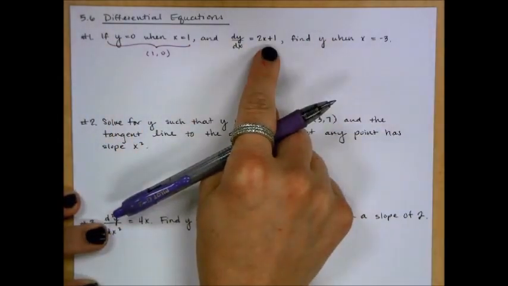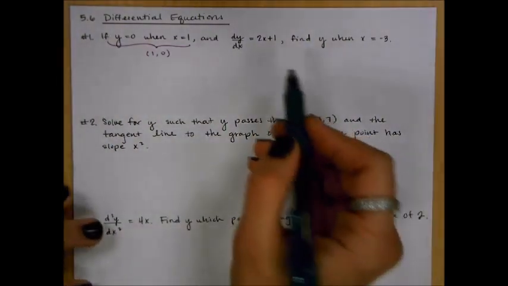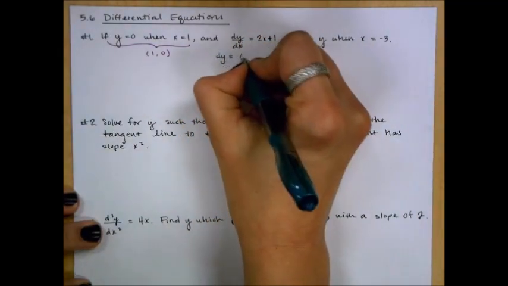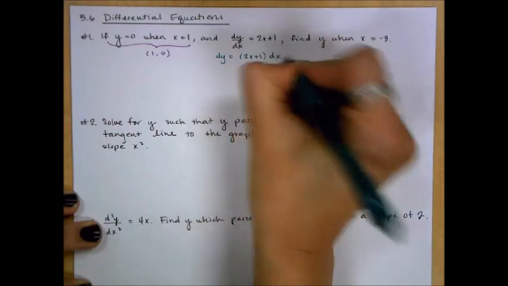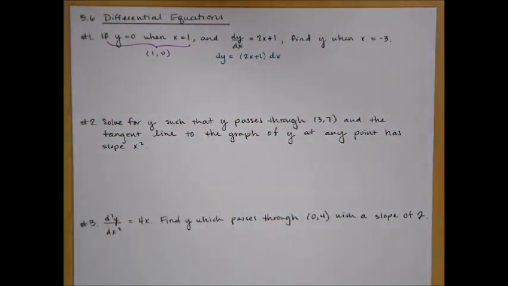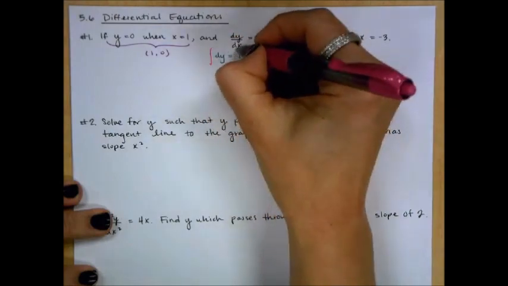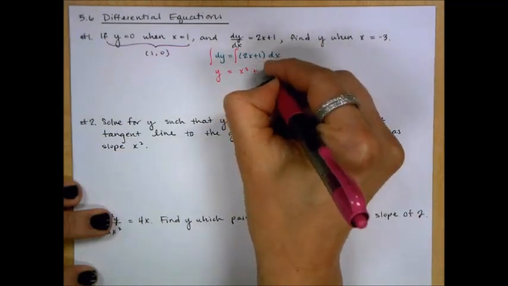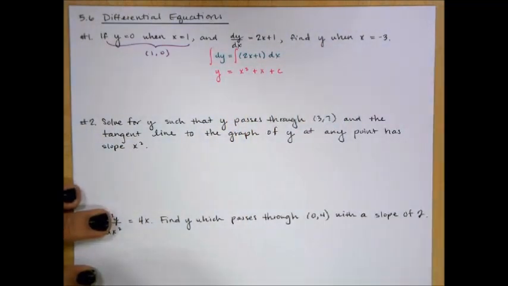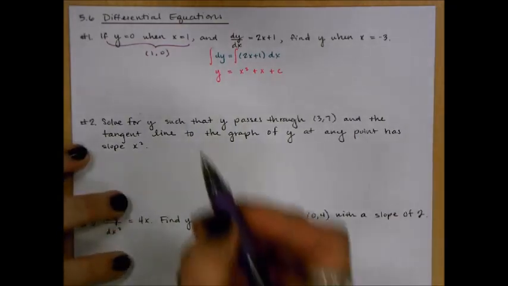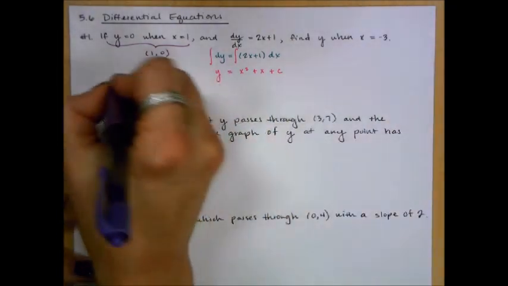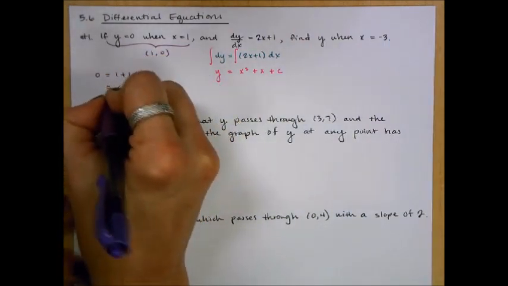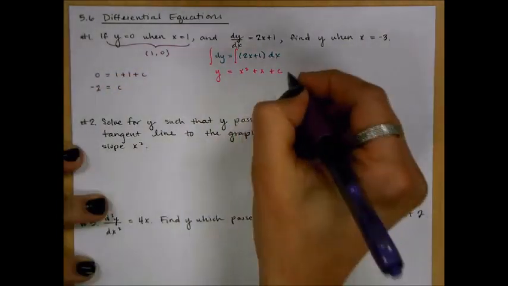We're going to take our differential equation and separate our variables here. So we'll leave dy and we'll multiply dx over to the right and then integrate. So here we have y is equal to x squared plus x plus c. It's at this step that we'll use our initial condition 1, 0 to solve for that constant. So 0 is equal to 1 plus c, and c then is negative 2. So we'll plug that in here.